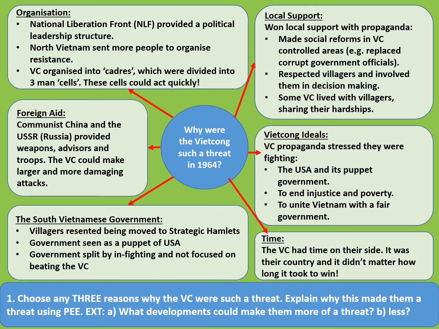So, based upon this, choose any 3 of these reasons. You can do more if you wish, but choose any 3 reasons why the Viet Cong was such a threat. Explain why this made them a threat using point, example, explain. As an extension, what developments could make them more of a threat? What might make them less? Pause the video here and complete the task. Okay, done? Let's move on.